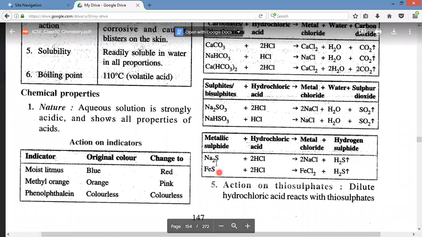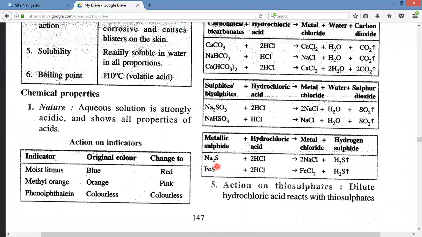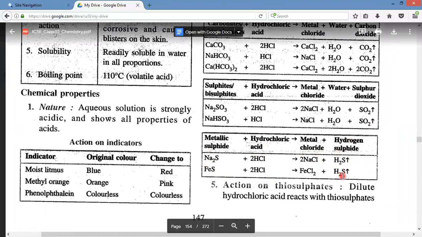Now next is the metallic sulfides. Here sulfides such as sodium sulfide and ferrous sulfide are treated with hydrochloric acid. Metal chloride is formed with hydrogen sulfide. H2S gas is formed. H2S gas has a rotten egg smell, which is very identifying; its odor can be easily identified.